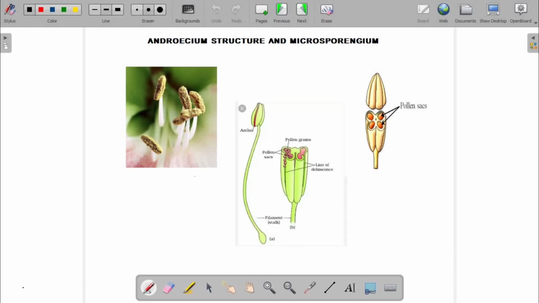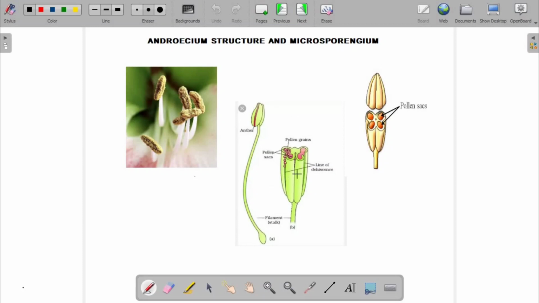The term micro is generally used for male reproductive organs or male gamete formation, whereas the term mega is generally related with the formation or structure of the female reproductive structures, as the male reproductive structures and the male gametes are usually smaller in size than the female gametes. So, the sac-like structures where male gametes are formed are termed microsporangium.